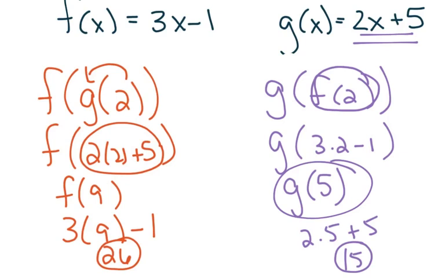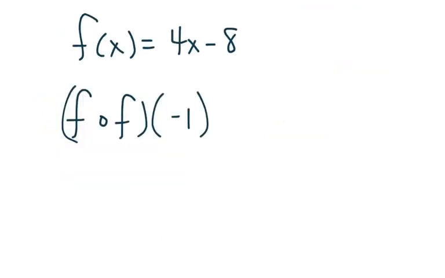You can do a composition of functions with different functions. You can do a composition of functions with itself. Let me show you. Let's say that f of x is 4x minus 8. I want to find f of f of negative 1. Notice that I switched the notation because I want to show you that it doesn't matter if you use this notation with the little circle or you use the notation like on the previous slide, the problem is still done the same way. The first thing you do is you find f of negative 1.